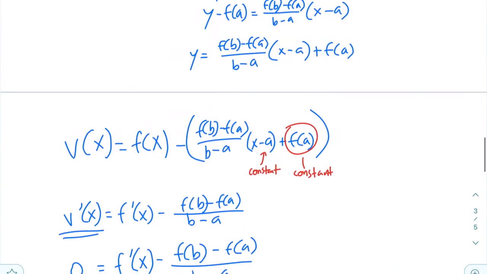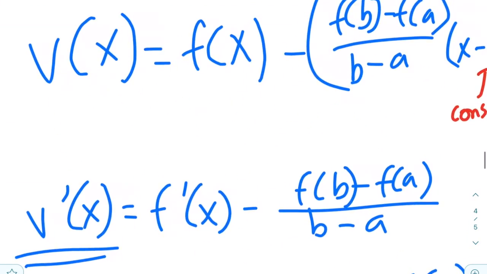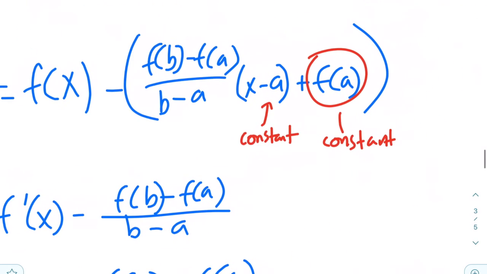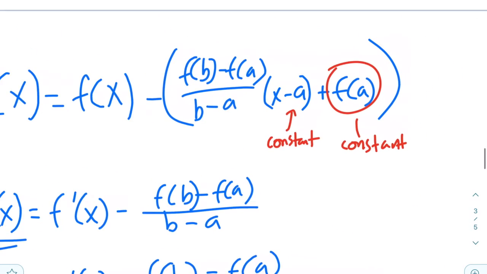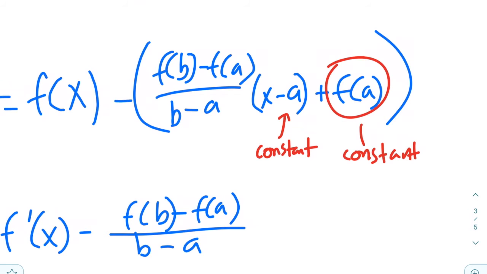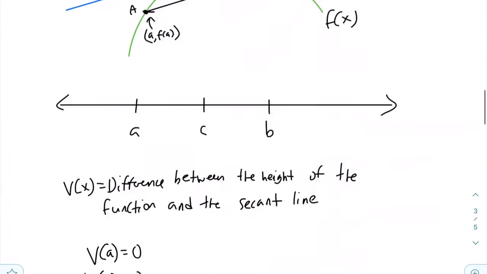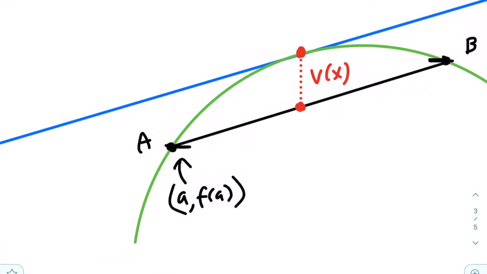Okay, so let's take the derivative of v of x in this case. So we get f prime of x minus... Now this looks kind of hard, but know that f of a is a constant, and a is a constant as well. We know that from the graph over here, that these are both just constants.